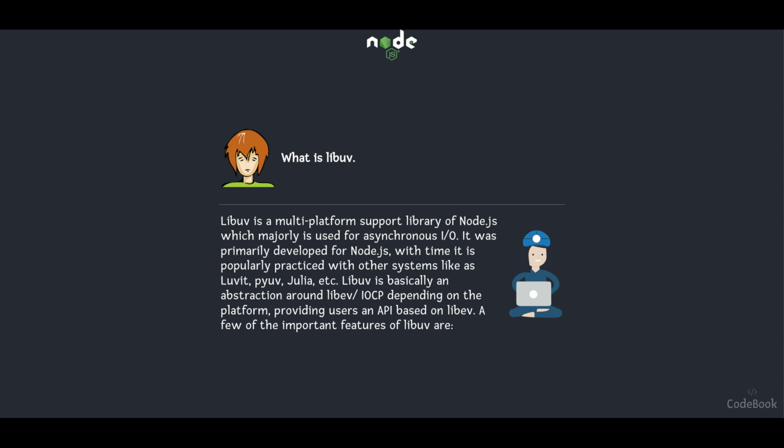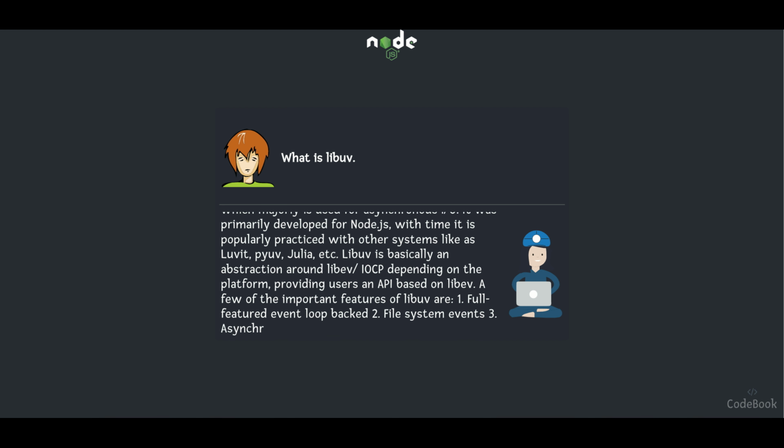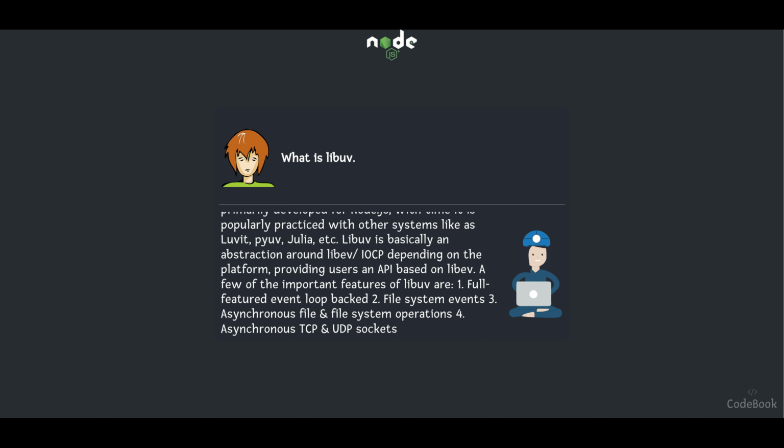A few of the important features of libuv are: 1. Full-featured event loop backed. 2. File system events. 3. Asynchronous file and file system operations. 4. Asynchronous TCP and UDP sockets. 5. Child processes.